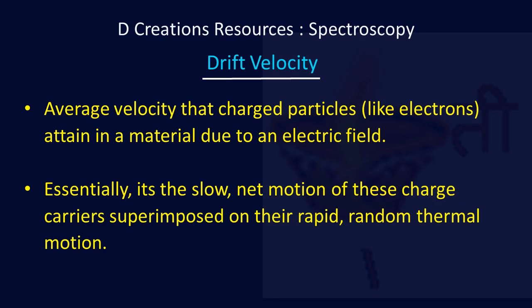So to summarize, drift velocity is the slow average motion of charge carriers in a material due to an electric field, superimposed on their much faster random thermal motion. Now, it's a fundamental concept when you try to understand electrical current, conductivity, and even in the Hall effect, we are talking about this drift velocity when you talk about Lorentz force, for example.